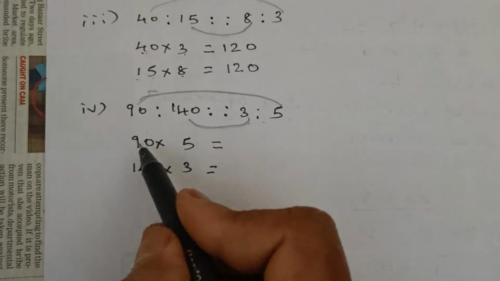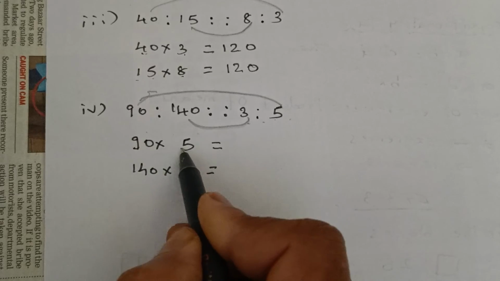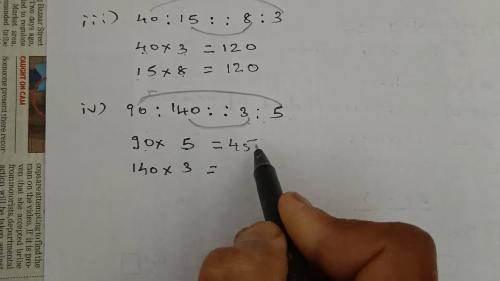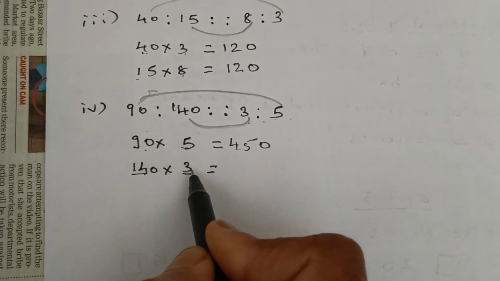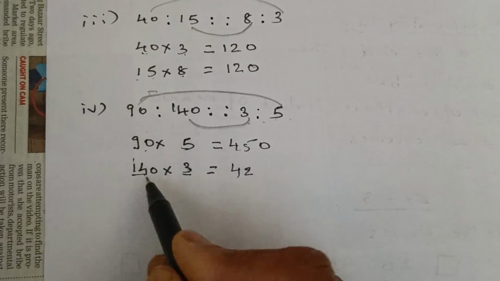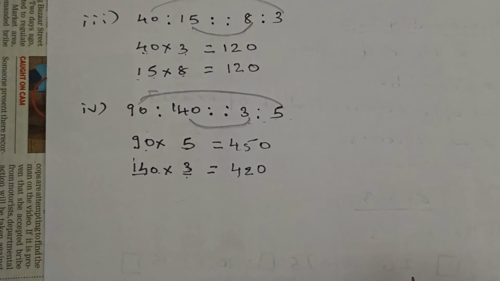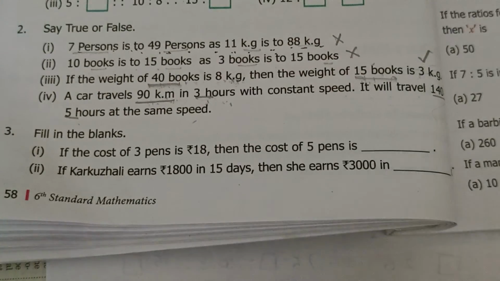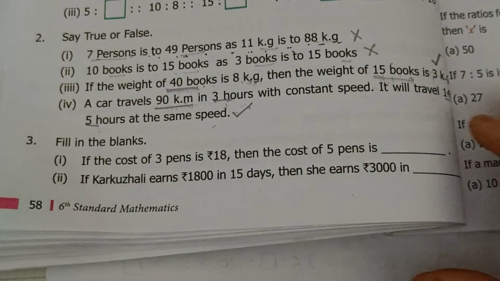Okay, multiply them. 90 into 5. Whenever there is 0, it is so easy to multiply. Multiply only the other numbers. 9 5s are 45. Put 0. That's all. Now here 14 into 3. What is 14 into 3? 4 3s are 12, carry 1. 3 1s are 3, 3 plus 1 is 4. 14 3s are 42 and 0. Are they equal? 450 and 420? They are not equal. Therefore, our fourth statement is also wrong. This also does not form a proportion. This is wrong.